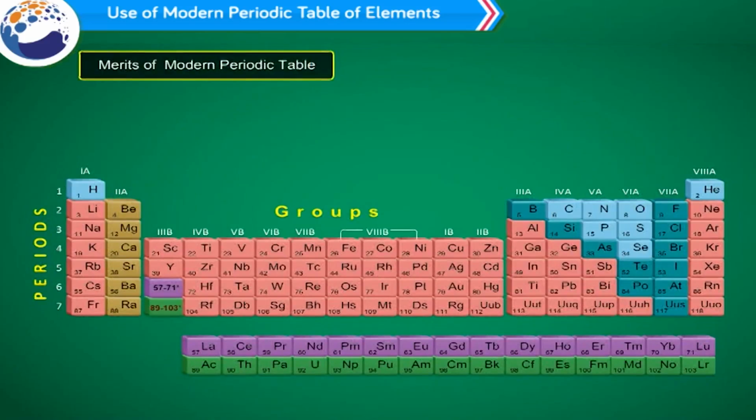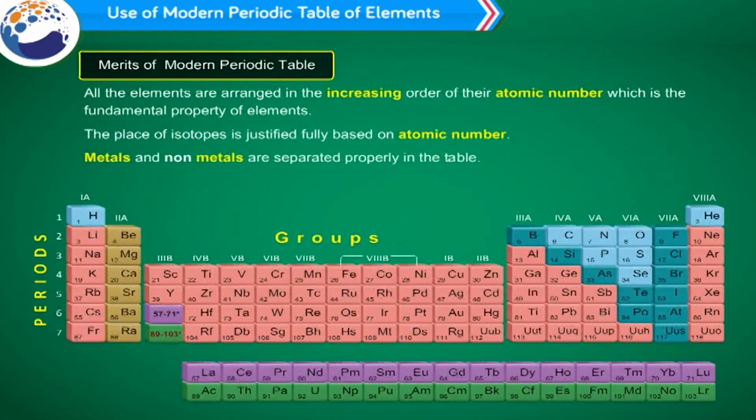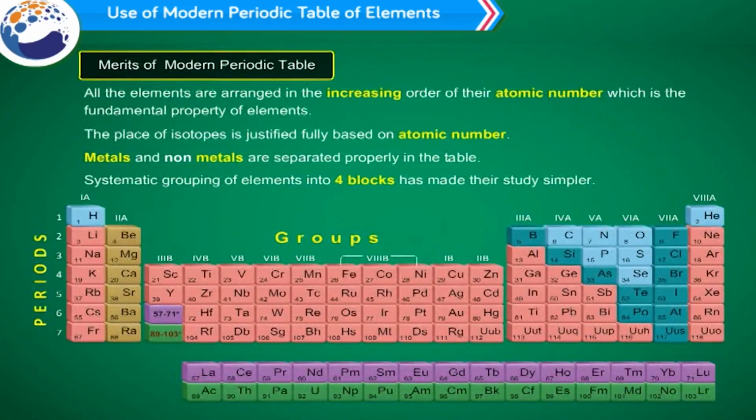Merits of modern periodic table. A. All the elements are arranged in the increasing order of their atomic number, which is the fundamental property of elements. B. The place of isotopes is justified fully based on atomic number. C. Metals and non-metals are separated properly in the table. D. Systematic grouping of elements into 4 blocks has made their study simpler.